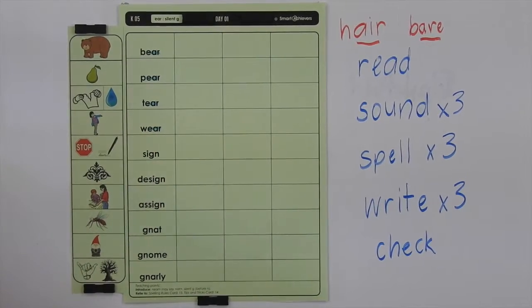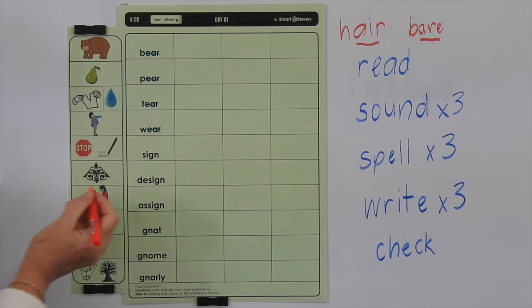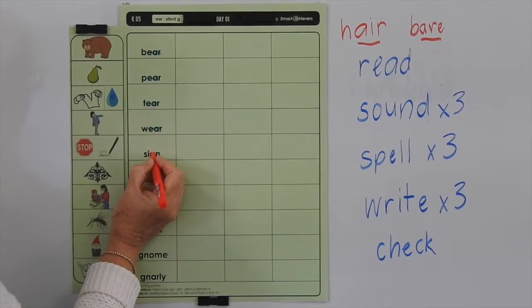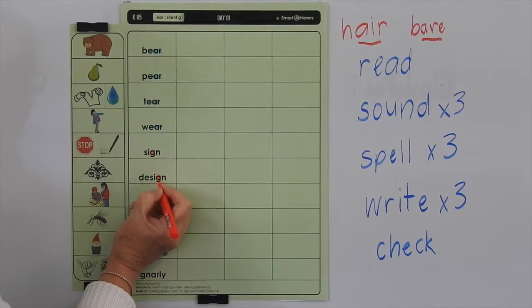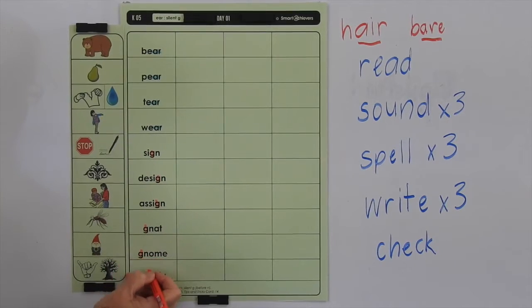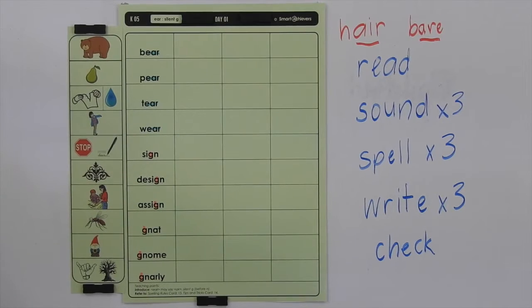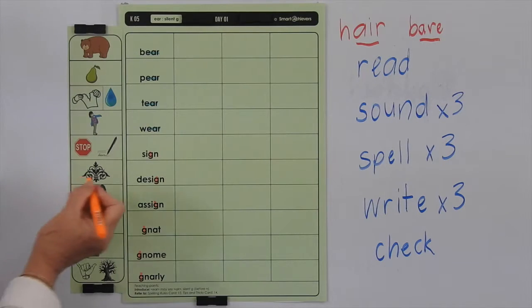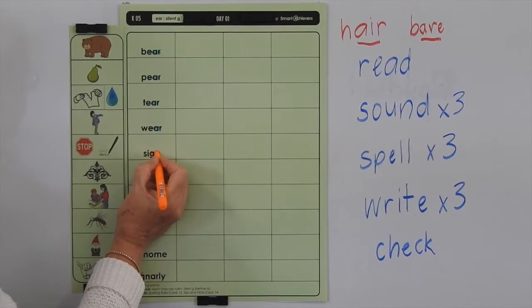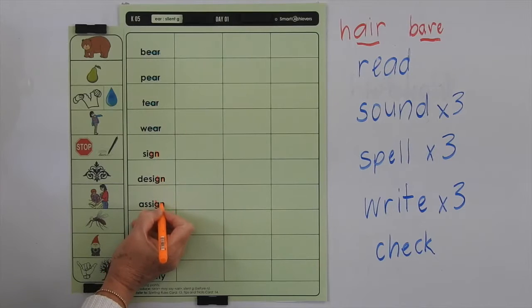Then we're going to change colours and we'll go to the silent G in these ones. So we've got sign, design, assign, gnat, gnome and gnarly. Choose another colour and we'll go back and highlight the N that's following the G in all these words. So we've got sign, there's an N after that silent G in each of these words.